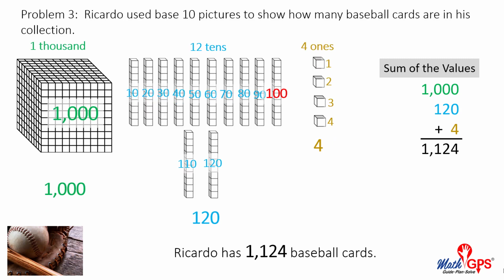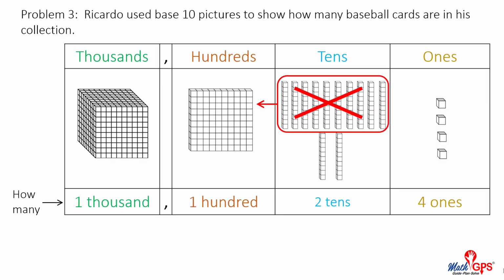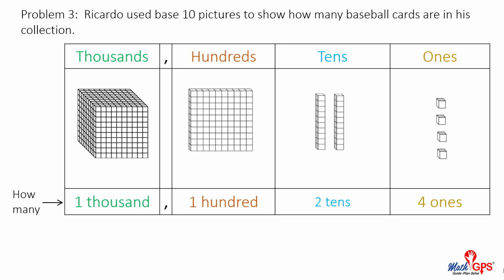Ricardo has 1,124 baseball cards. Let's look at this in a place value chart. We have 12 tens, a value of 120. The circled group of 10 tens is the same as 100. So if we trade, we will be left with 1 of the thousands, 1 of the hundreds, 2 of the tens, and 4 of the ones.